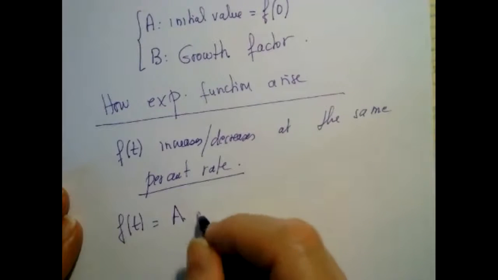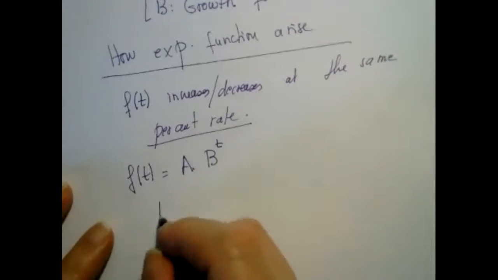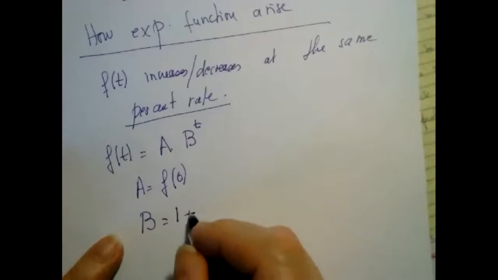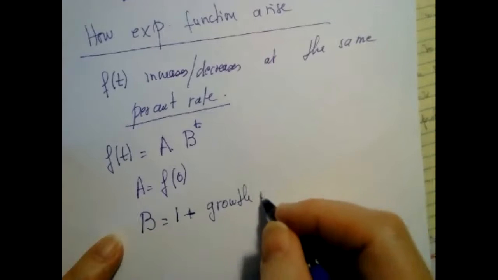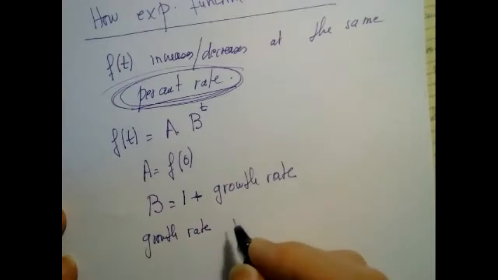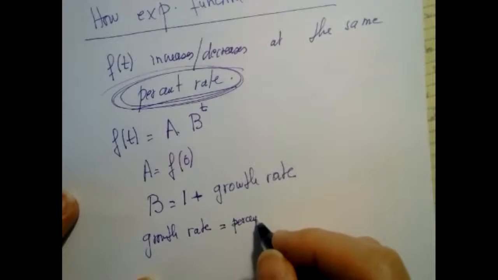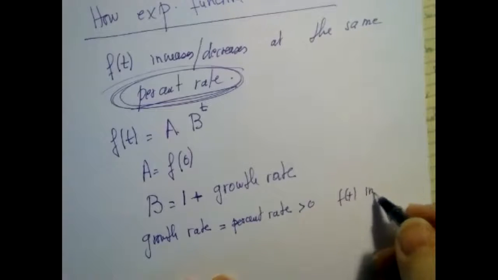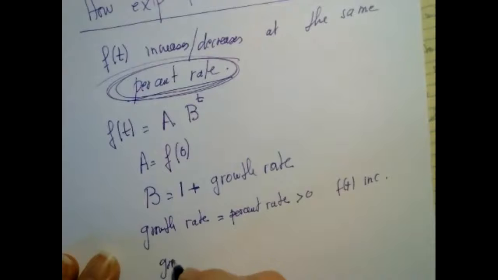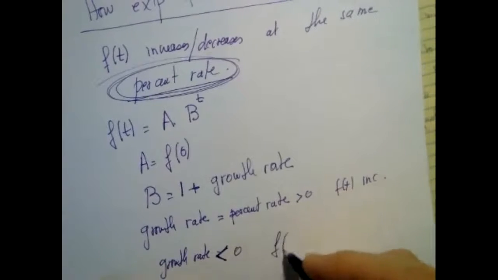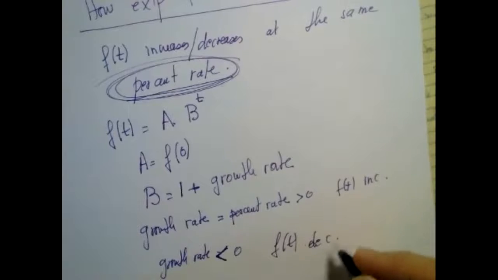In this case, it's a times b to the t. A is always f of 0. B is equal to 1 plus the growth rate. That's what my B is. And the growth rate means this percent rate. It's the percent. The growth rate is positive if f is increasing, and we have a negative growth rate if f of t is actually decreasing, losing value. So this is a summary of what we did.